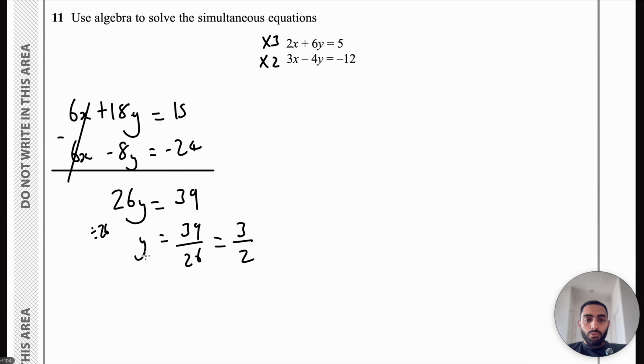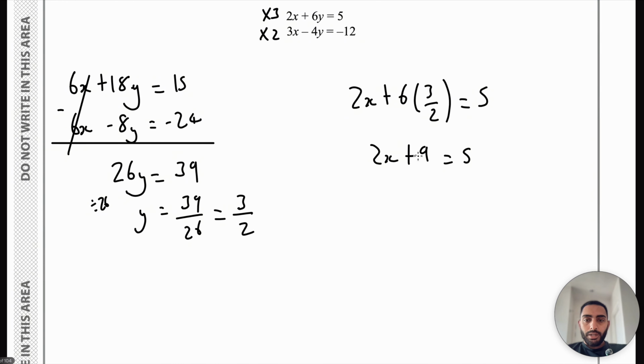Now that I have the value of y, I'm going to substitute that into the easiest equation. I'm going to choose this first equation, and then I'll find the value of x. So 2x plus 6 lots of y, and I know y is 3 over 2. So 6 times 3 over 2 is equal to 5. I'm going to multiply this out to make it simpler. So 2x, 6 times 3 over 2. 6 times 3 is 18. 18 divided by 2 is 9. So 2x + 9 = 5.